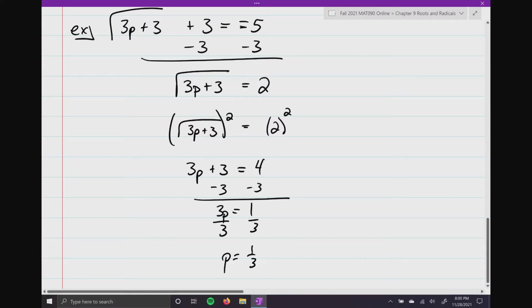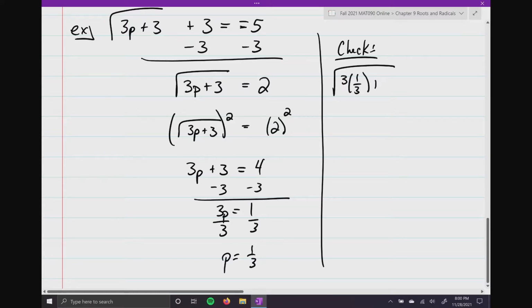Now, remember, check your answer first. So let's go ahead and check it. So I get, let's see, 3 times 1/3 plus 3 should equal 5. Now, underneath the radical, 3 times 1/3 turns out to be just a 1. So you get the square root of 1 plus 3, plus 3.